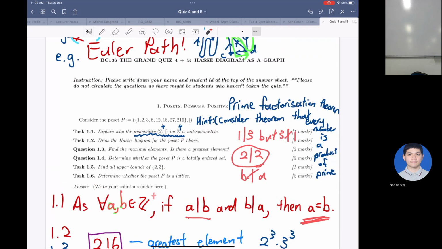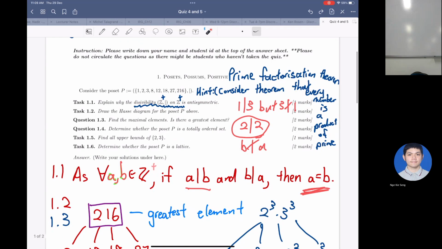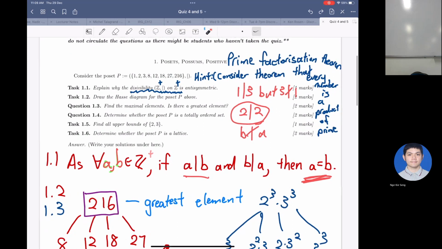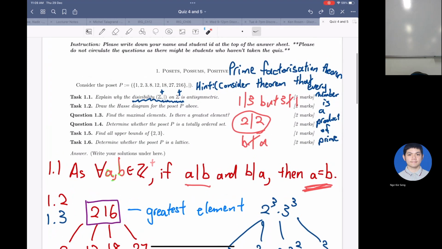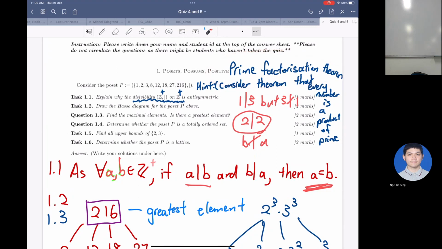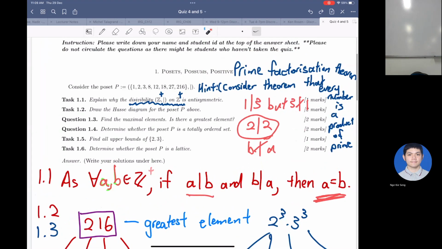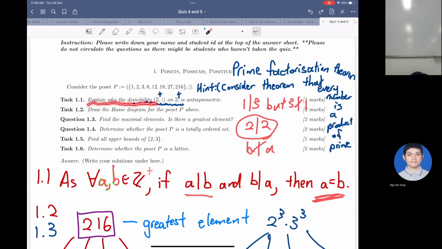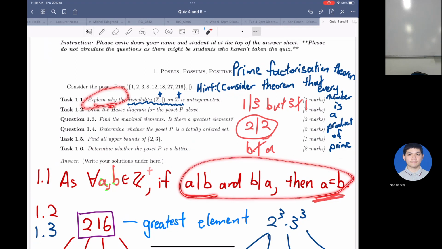The next question, actually, I wanted to put the hint prime factorization theorem, but I forgot. But never mind, since everyone got rid of this hint, I will explain later why this theorem is useful to answer this question. The first part is to explain why the divisibility on Z plus is anti-symmetric. It is anti-symmetric because for every A and B, if A divides B and B divides A, then A equals B. This is the answer I gave in the lecture notes. I just explained why, so you don't need to prove why this is true.